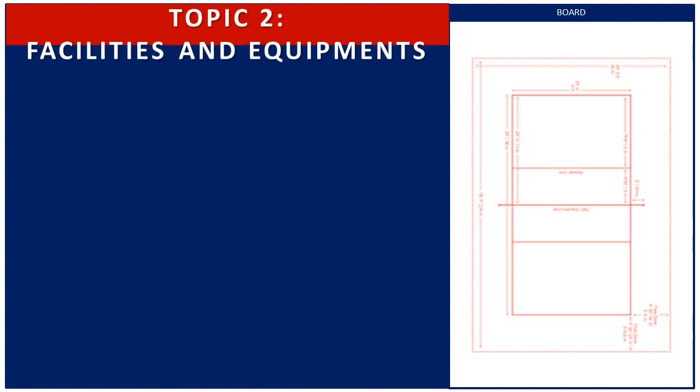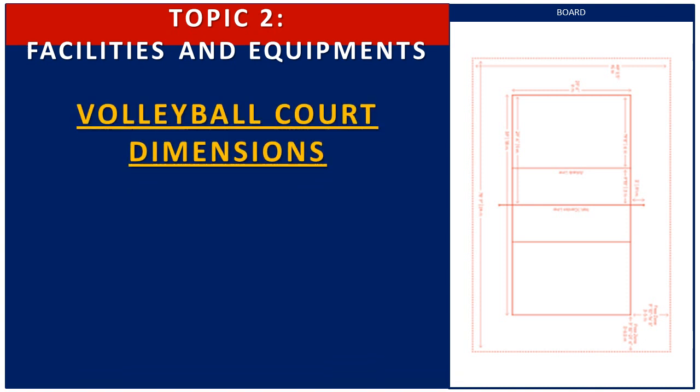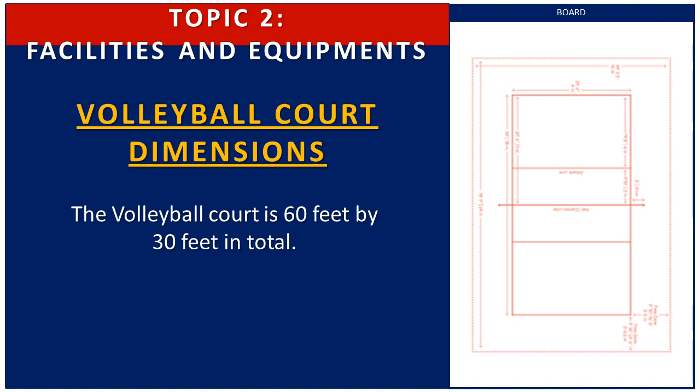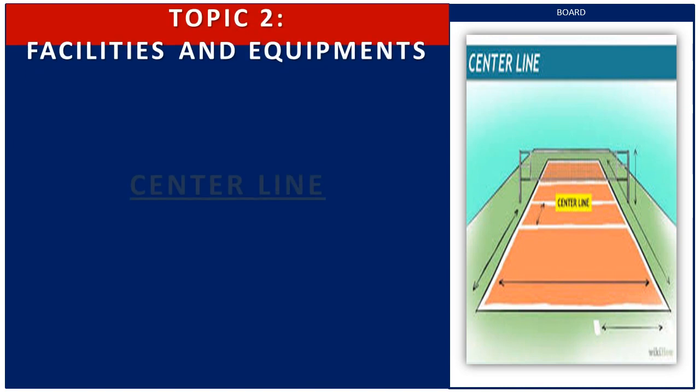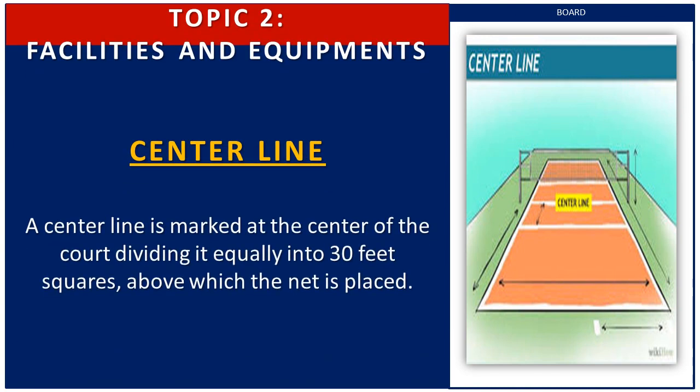Let us now proceed to our topic 2, which is the facilities and equipments in volleyball. We have the volleyball court dimensions. Please remember that the volleyball court is 60 feet by 30 feet in total. The net is in place in the center of the court, making each side of the net 30 feet by 30 feet. Next is the center line. A center line is marked at the center of the court, dividing it equally into 30 feet squares, above which the net is placed.